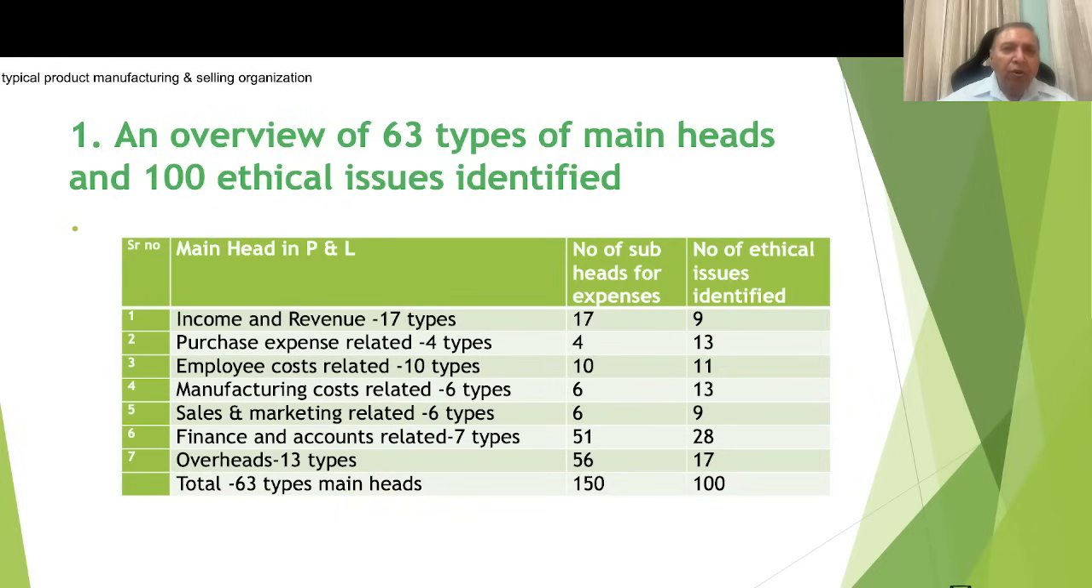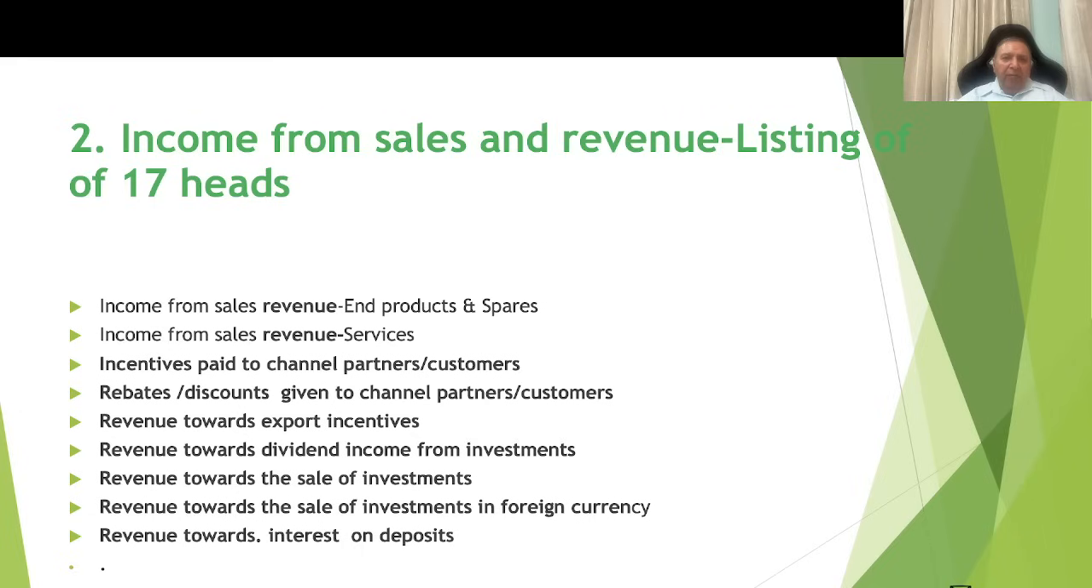Now this is an overview of the 63 types of main heads which I am just sharing. Row number 1 is income and revenue. In the last column you can find there are 9 ethical issues which have been identified, and the purchase expense related 13 issues have been identified as unethical, employee cost related 11 issues, manufacturing cost related 13 issues, sales and marketing related 9 ethical issues, and finance and accounts related 28 issues, and overhead 17 issues, totaling to 100 issues. Now let me begin with income and sales revenue listing.